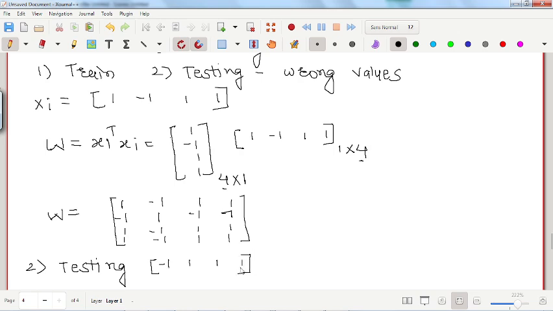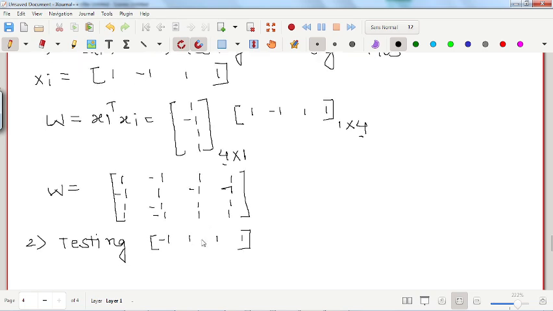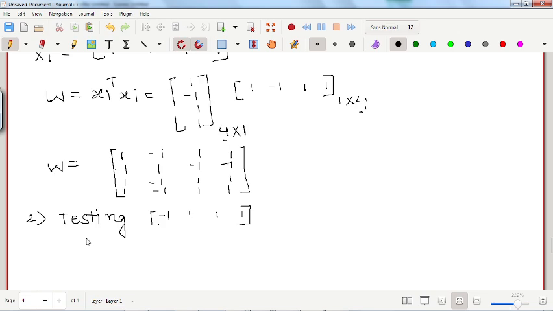What I did? Wrong values. So in this input you are changing the values by minus 1. So this will become minus 1, this will become plus 1. These remaining two are as it is. We are testing for it. Now how are we testing?